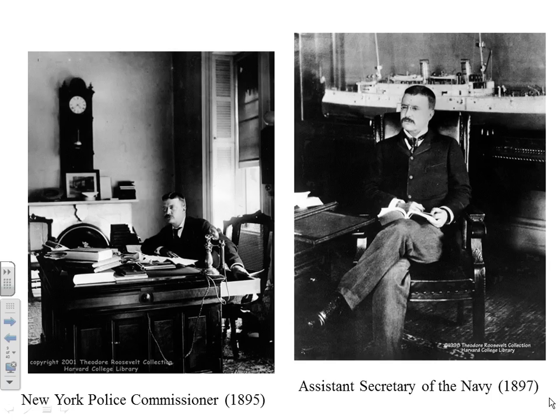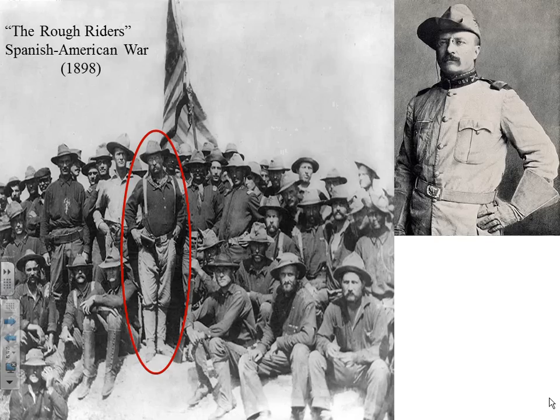And then something momentous happens in 1898. We have the beginnings of the Spanish-American War. And so he resigns his job as the Assistant Secretary of Navy to be able to go recruit and form a volunteer cavalry unit known as the Rough Riders, which will eventually be deployed to Cuba during the Spanish-American War. You can see Teddy Roosevelt in this photograph in the red oval with the Rough Riders, this unit that he helped recruit. And the other image is Colonel Roosevelt.